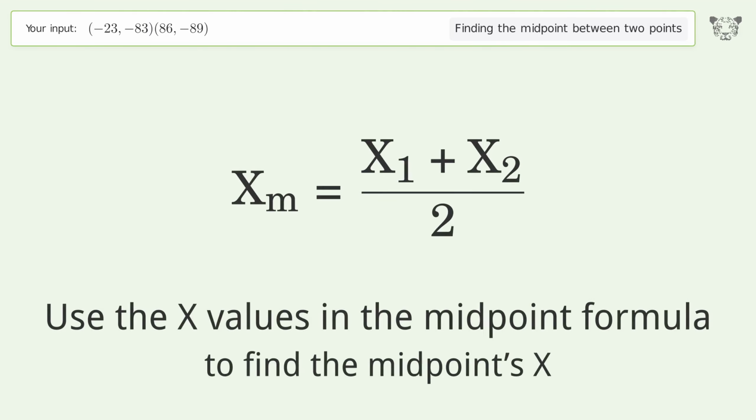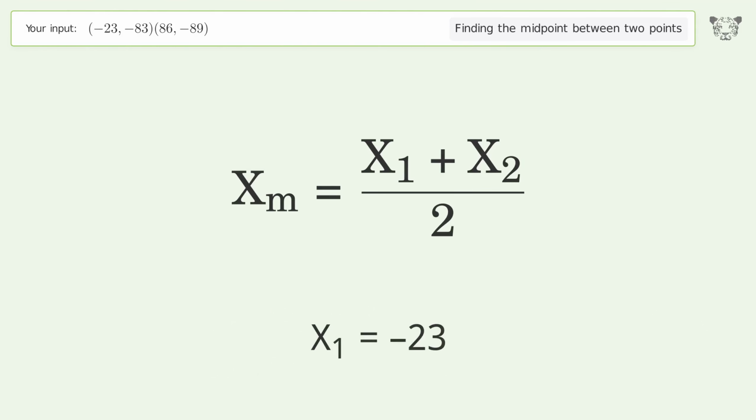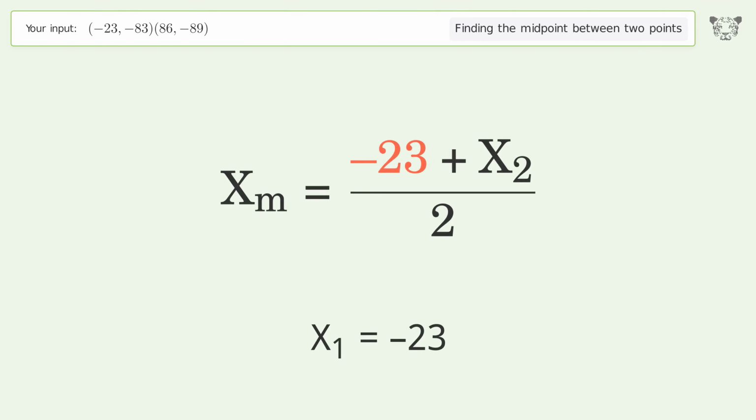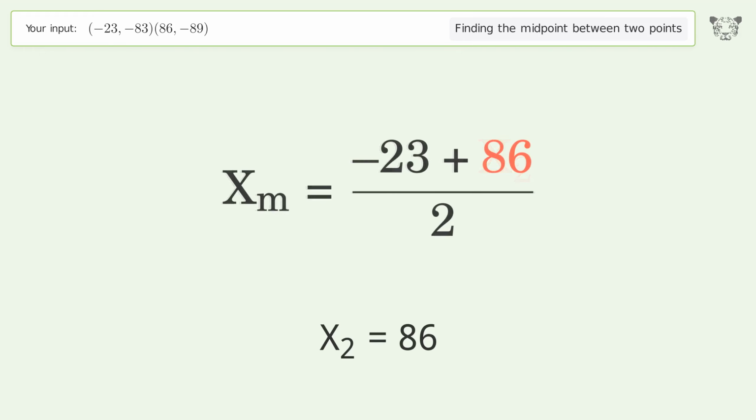Use the x values in the midpoint formula to find the midpoint's x. x1 equals negative 23. x2 equals 86. Simplify the arithmetic.